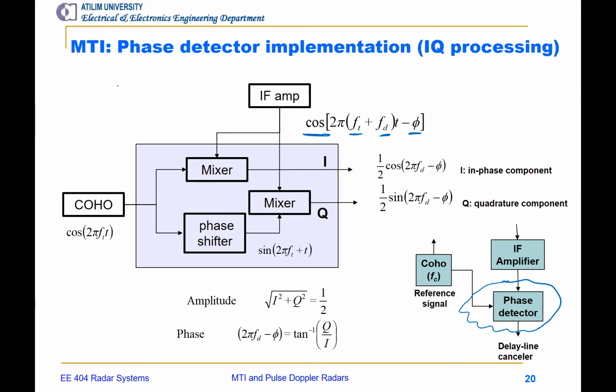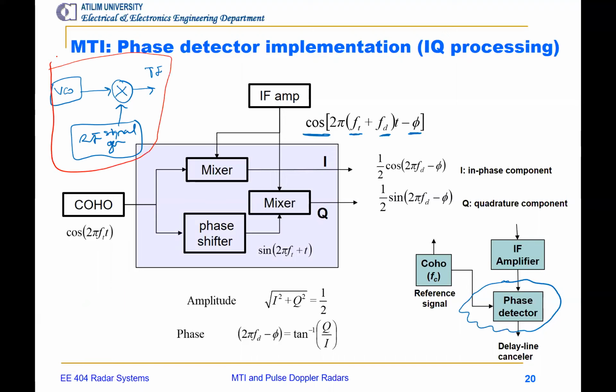You have already studied the mixers in the laboratory, right? We use a VCO, right? You remember? RF signal generator. And then we got IF or RF. This was the mixer that we used in the laboratory. So I'm sure that you remember this block diagram. So that's what we are doing here.